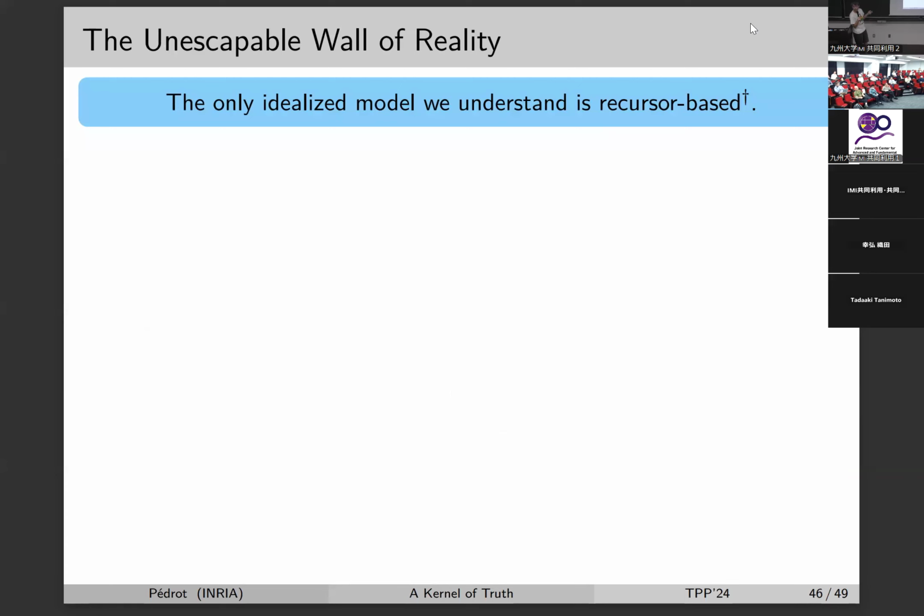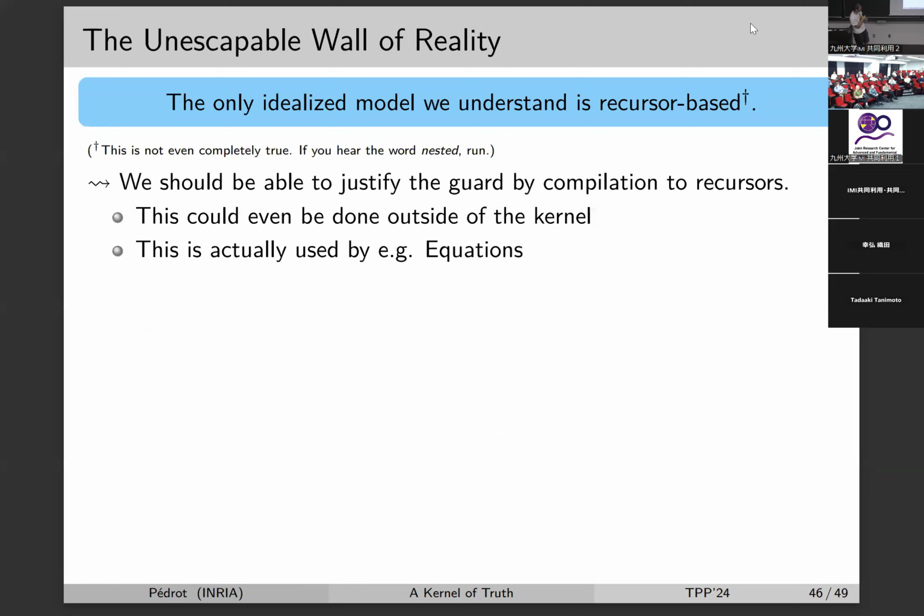So the only model we really understand is the recursor-based one, though there is small print here. There is a thing called nested inductive types, and if you hear the word, yes, you should start running. You don't even question what I'm saying, you run. If you hear nested, you turn away and you run now. Anyway, we are supposed to understand that thing, right? So normally you should be able to understand the guard condition by combining recursors.